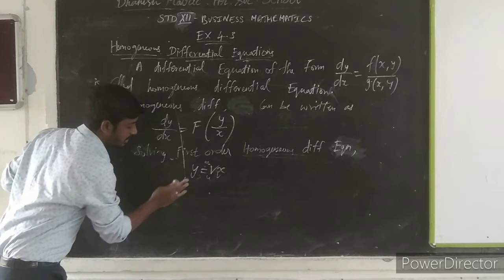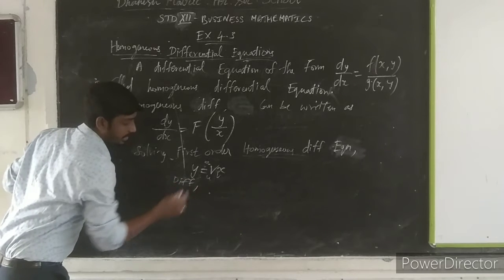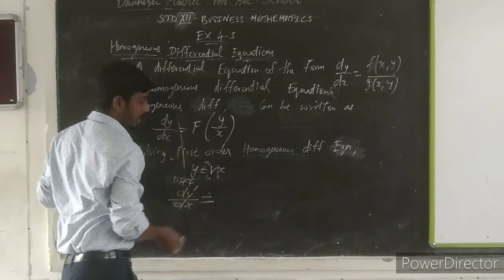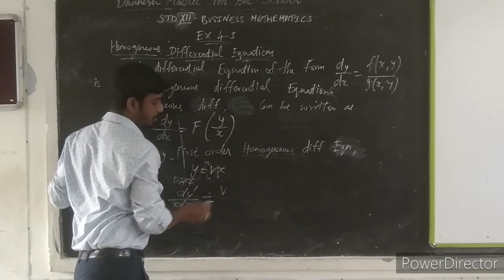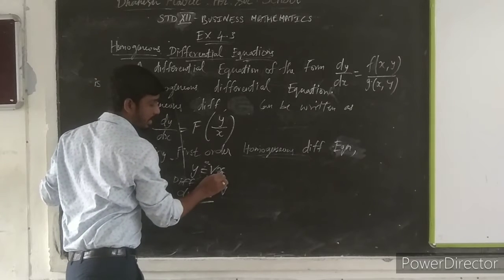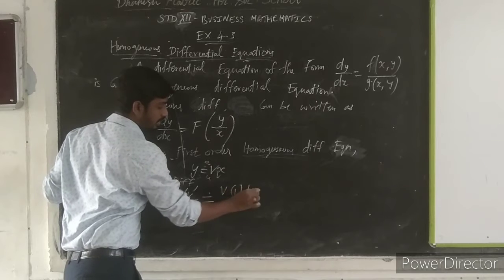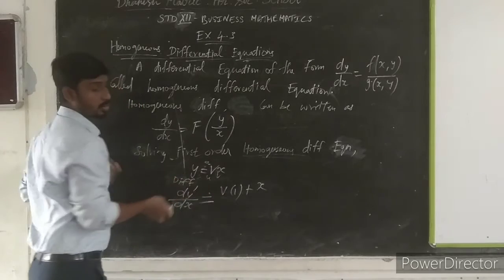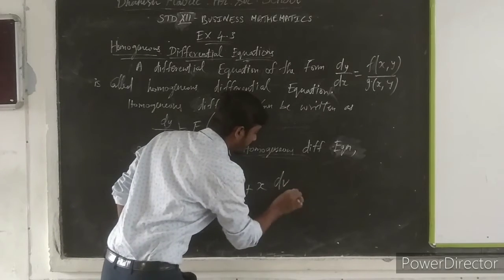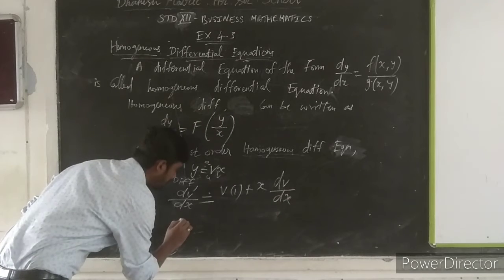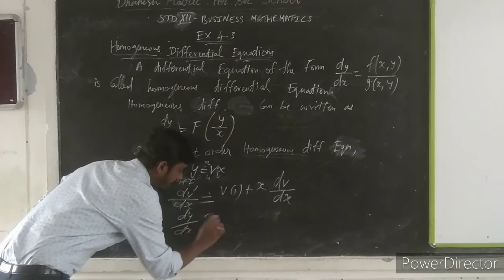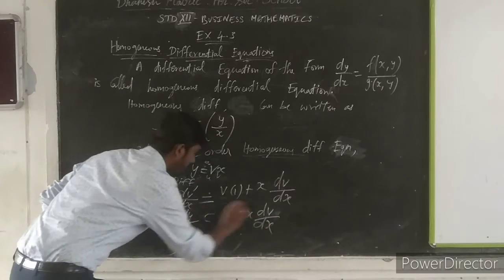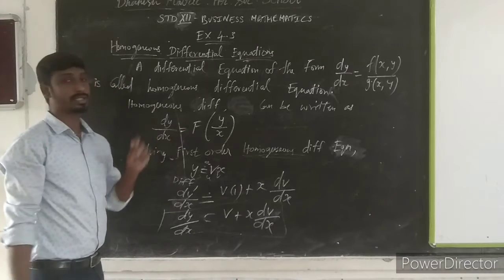If you are differentiating this, we apply dy divided by dx equal to, using the u into v method. Differentiation of vx with respect to x gives 1, so plus v remains constant, and you differentiate that, we get dv divided by dx. So what is the answer? dy divided by dx equal to v plus x dv divided by dx. So this is the solving method for the homogeneous differential equation.